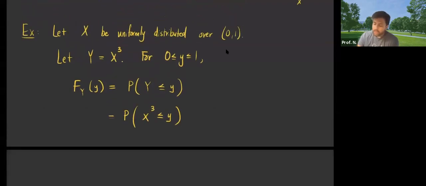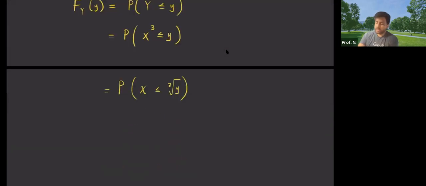So what we're doing is we're going from what we don't know and we're going back to something that we do know. So we don't know how to deal with y because it's something new. And we don't know how to deal with x cubed. But we do know how to deal with x. So how do we get rid of this cubed? What do I do on both sides? I cube root it. So this becomes x is going to be less than or equal to the cube root of y. Does everybody follow me? So the probability of this is the same thing as the probability of this.